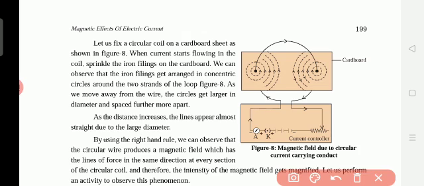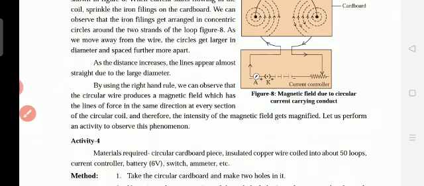As the distance increases, the lines appear almost straight at a large diameter. Now you see this is far from this central point, this is far from this current-carrying conductor. So as the distance increases, the lines appear almost straight. So these magnetic force lines are becoming linear. Linear means it is becoming straight.